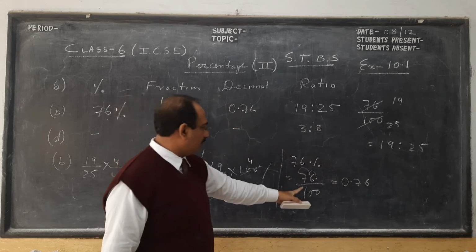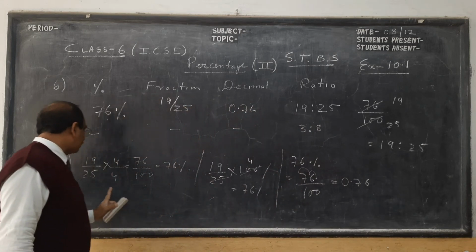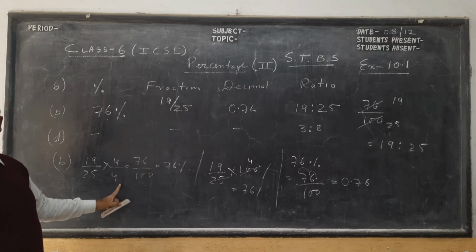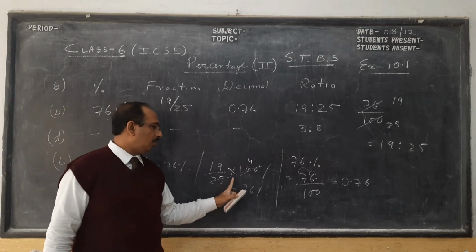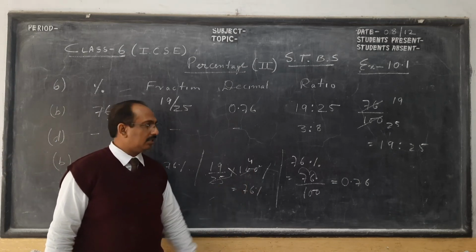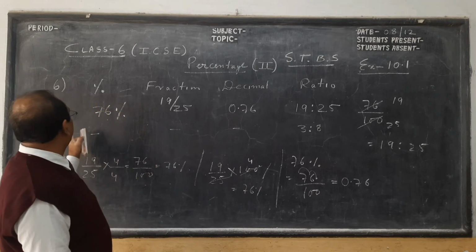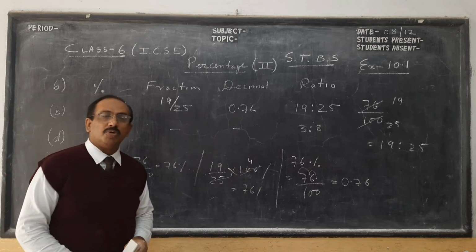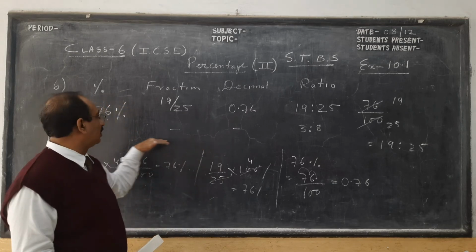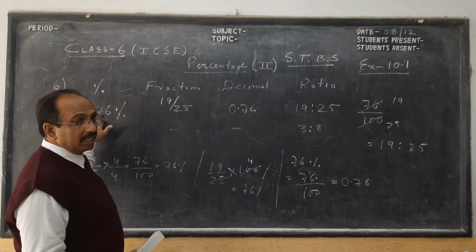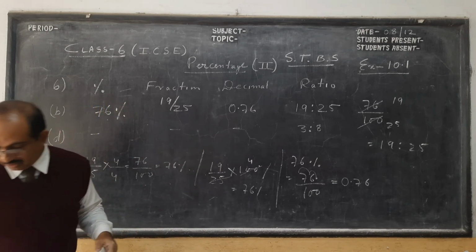Here, the decimal we have got from the percentage, and for the percentage we have used two methods. Either you make the denominator 100 or you multiply by 100%. So this is how we do 6B. Kindly pause the video and copy, then we move to the last part. 6B I did, then we will do 6D.